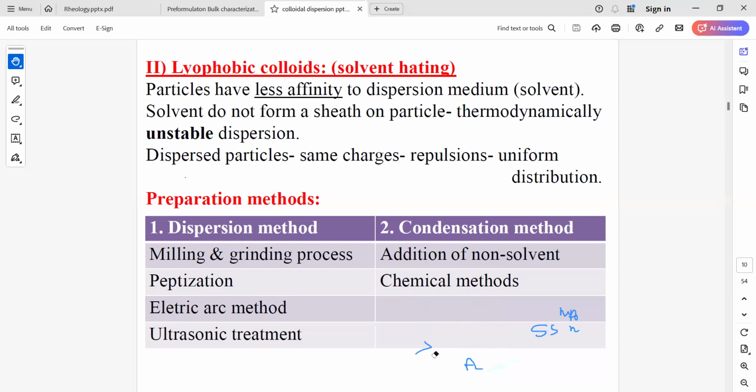So remember these chemical methods: double decomposition, oxidation, hydrolysis, and the reduction method. The example of the double decomposition method is the colloid of arsenious sulfide, where we use arsenic oxide as the starting material. Arsenic oxide with hydrogen sulfide gives you arsenious sulfide. So two components we are combining, and that's why it's known as double decomposition.